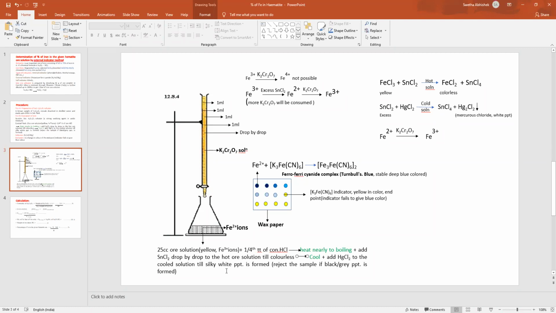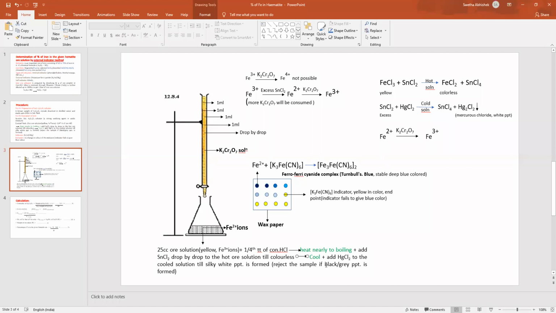titration to perform. But sometimes, instead of getting silky white precipitate, you may get black precipitate or gray precipitate, or sometimes you may not get precipitate at all. So the reaction can be continued further if a silky white precipitate is formed. But if you get black or gray precipitate, or no precipitate at all, then you should reject this sample and prepare a fresh sample.